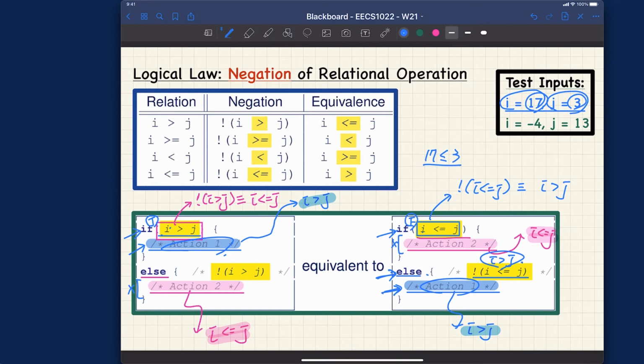All right, so I'm going to leave one more input over here for you to do some mind exercise, and then I'm going to move on to one more example for logical negation. Let me switch back to the slides.